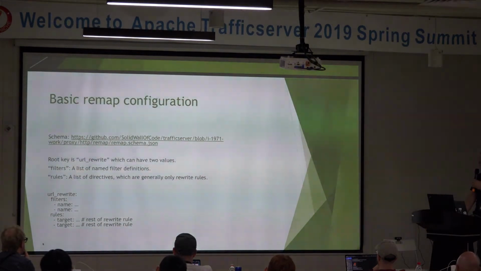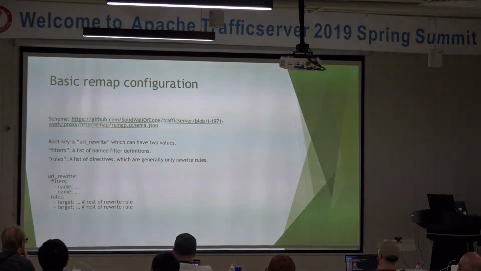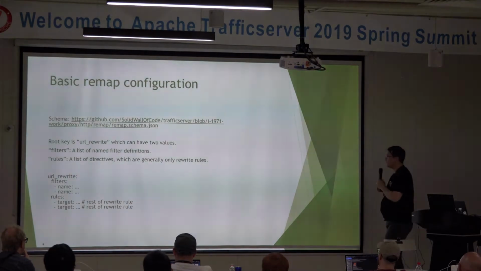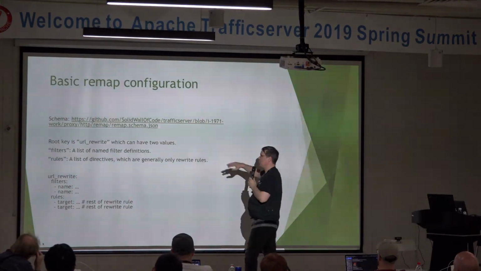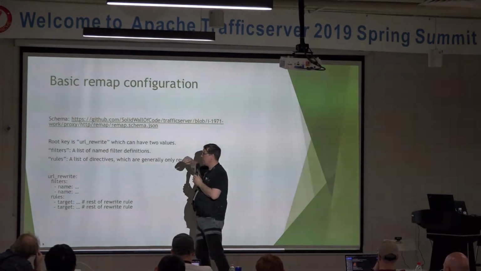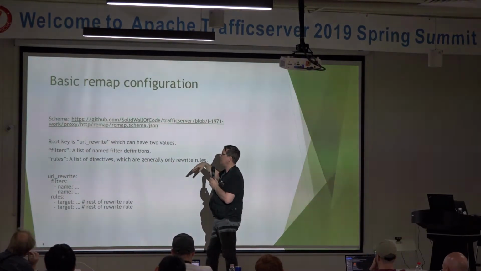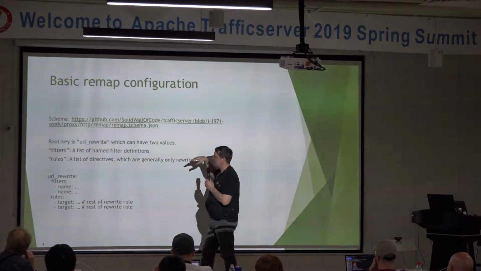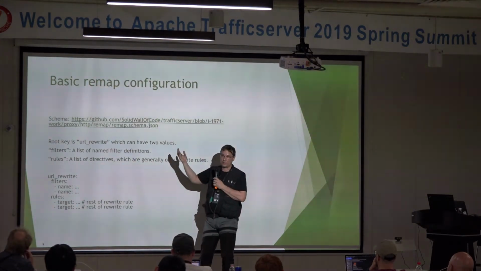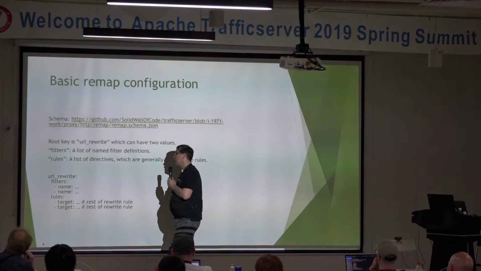So let's talk about remap. I have a schema for this. If you want to go look at the schema, there it is. I used my root key as URL rewrite. If you guys have comments on the names, that's fine. Honestly, I really don't care that much. They're just standard string constants declared in the code. They're pretty trivial to change.